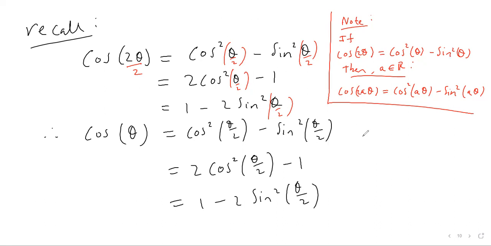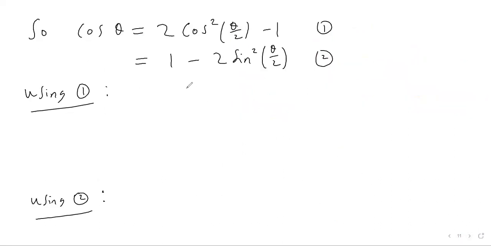So in particular, we're going to use these two formulas here. They're going to be the two key formulas that we need. Cos theta equals 2 cos squared theta over 2 minus 1, and 1 minus 2 sine squared theta over 2 equals cos theta. And we're going to use those formulas to get the half angle formulae.